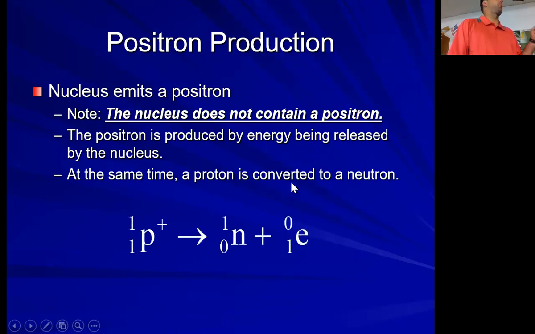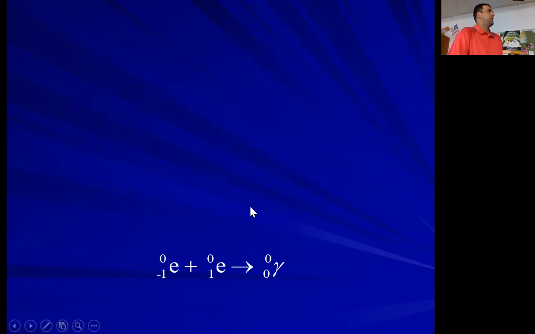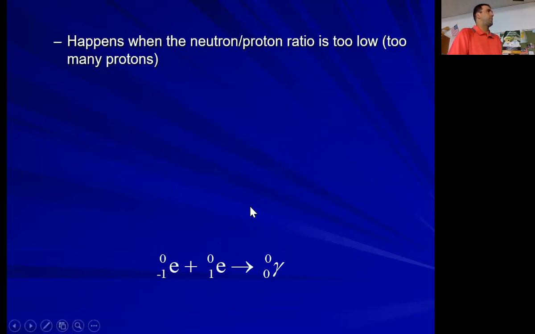Here, the other thing is happening. A proton is converted to a neutron. Is this still balanced? Still balanced. And that's the way to write a proton: 1,1 p plus, or 1,1 p. There's your neutron, 1,0 n. It happens when the neutron ratio is too low. So here's our example of it.